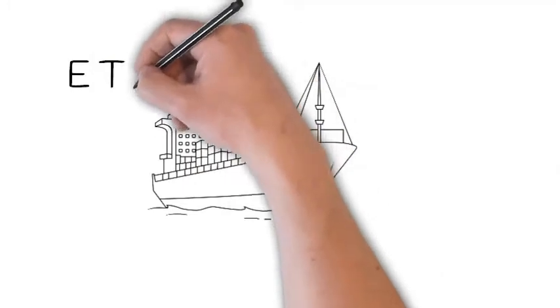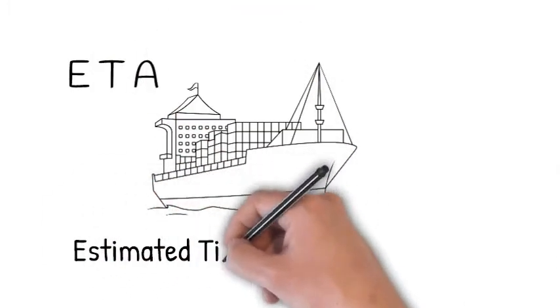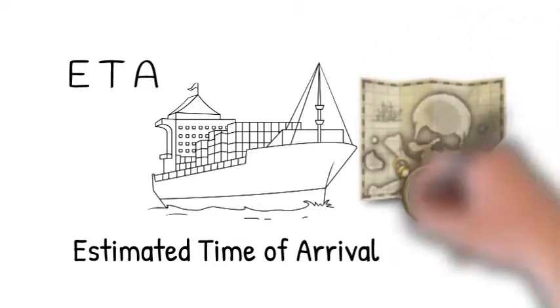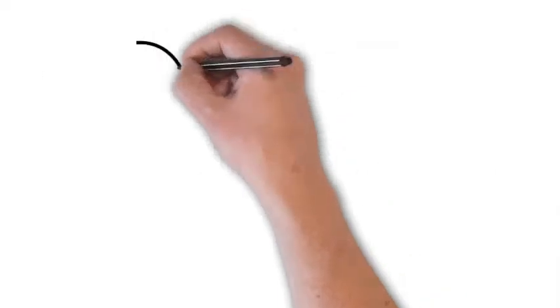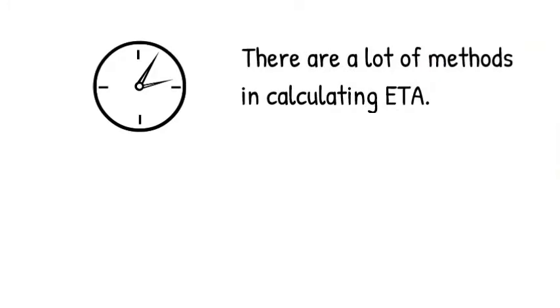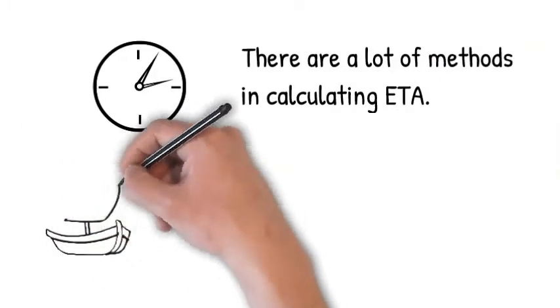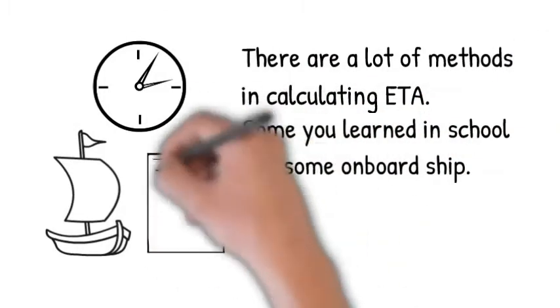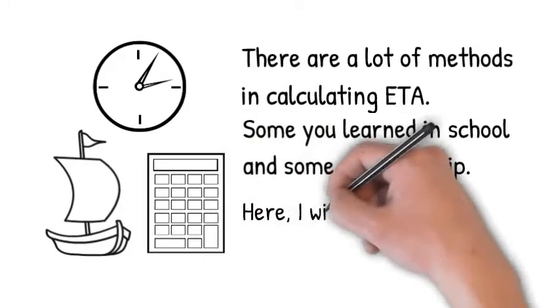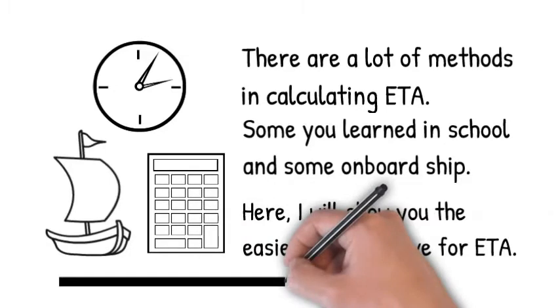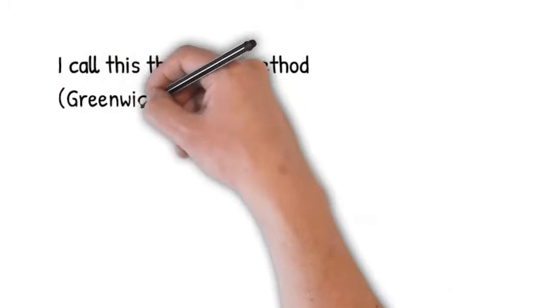Today we will take up ETA, estimated time of arrival. There are a lot of methods in calculating ETA. Some you learned in school and some on board ship. Here I will show you the easiest way to solve for ETA. I call this the DMT method.